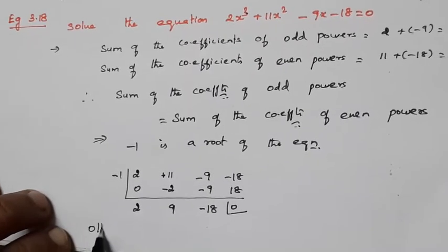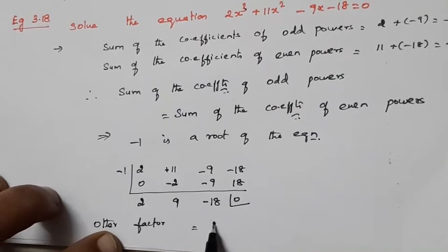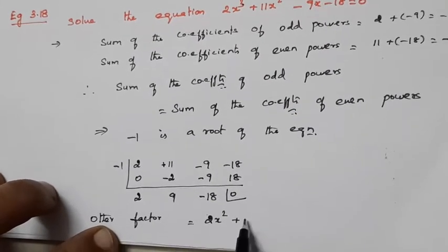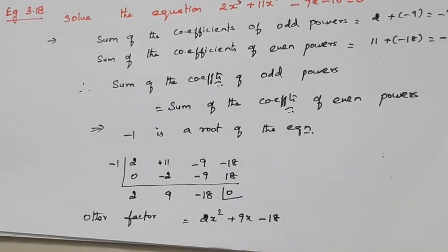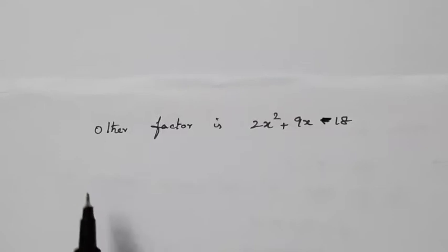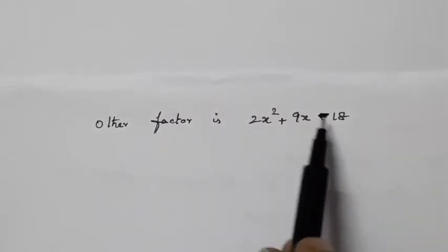So what is the other factor? The quotient is the other factor. So what is the other factor? The other factor is 2x squared plus 9x minus 18. So we are going to solve this.